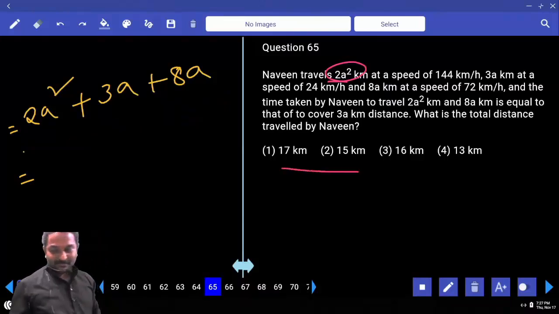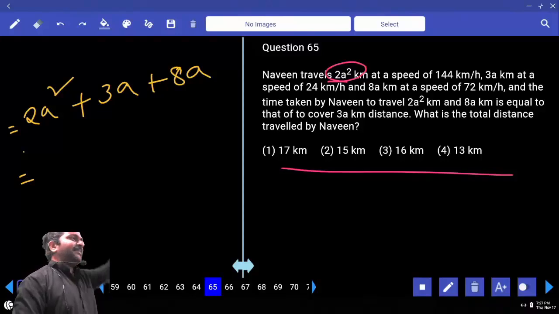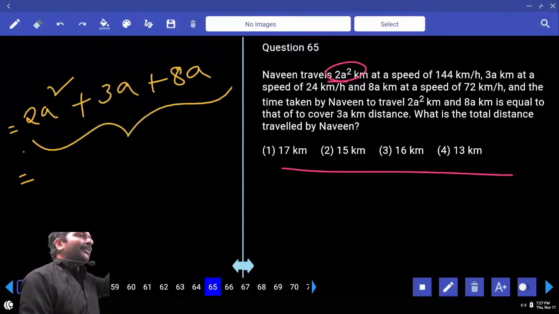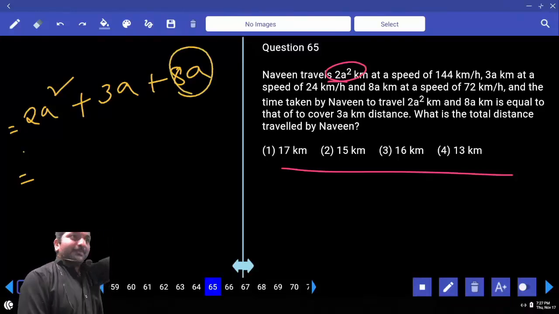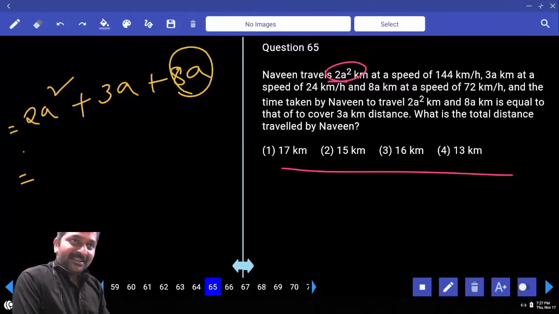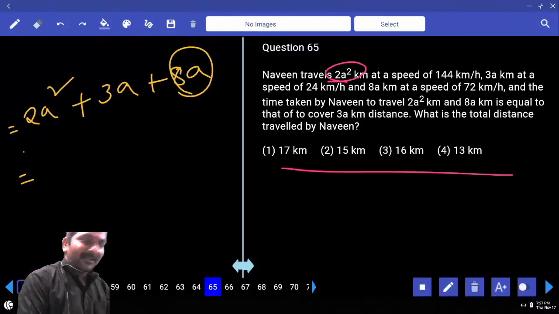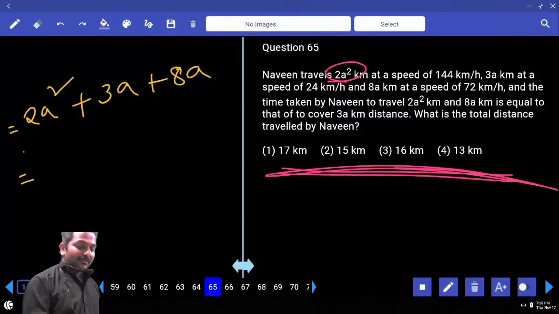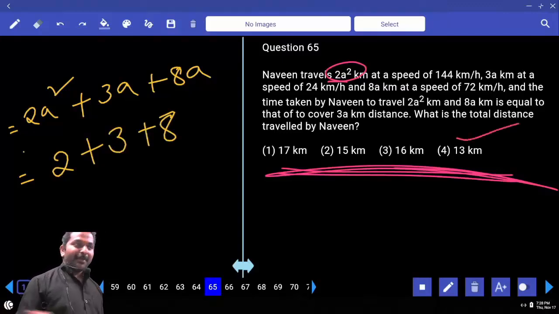Look at your options. The maximum number is 17, right? Yes, sir. And in our three numbers, forget about A square and A. When you look at your coefficients, the highest coefficient is 8. If the A value is more than 2 or equal to 2, or if the A value is more than 1, you cannot find your answer, right? So the A value can be? Substitute. 2. 3, 8. Answer? Next.